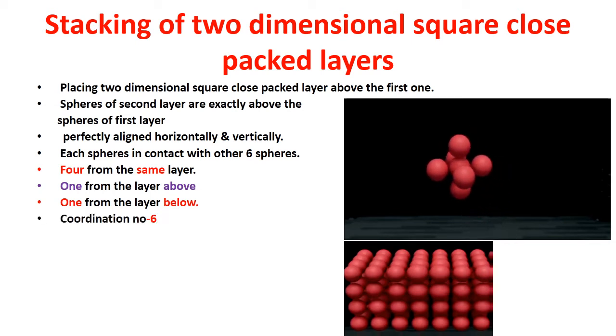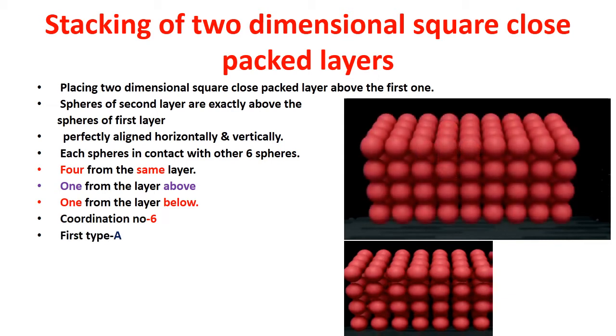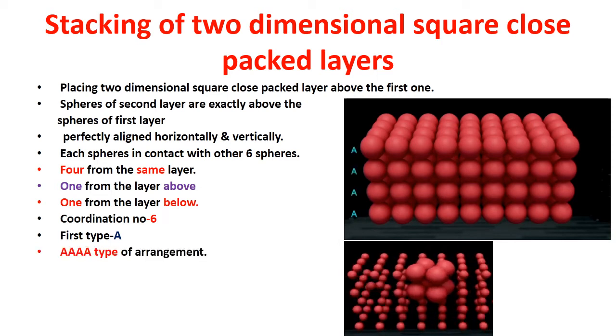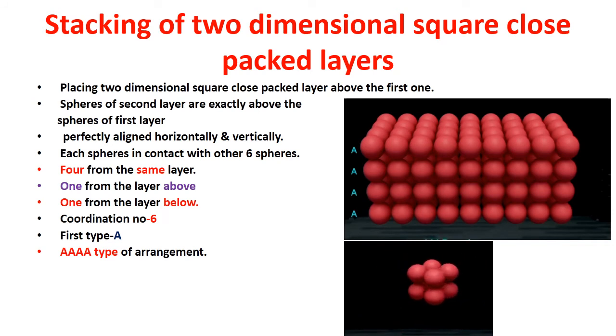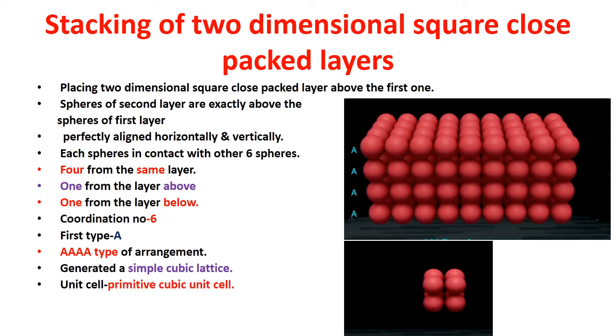If we call the first layer A type, and since all the layers are of the same type, this kind of arrangement is known as AA type of arrangement. On observing, this arrangement generates a simple cubic lattice, and its unit cell is called a primitive cubic unit cell.